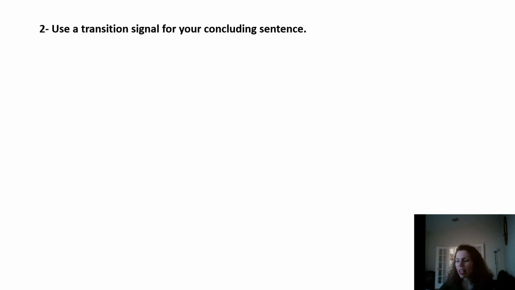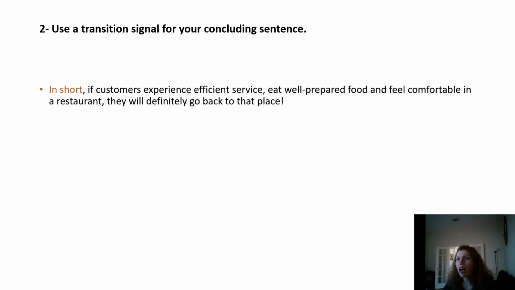Now let's have a look at the examples of transition signals in a concluding sentence. So here we have "in short." That's my transition signal, because when I'm reading the paragraph and I get to this point, "in short," I already know the next sentence is going to be the last sentence of a paragraph. It's preparing me as a reader for the summarization and for the closure of the entire paragraph.